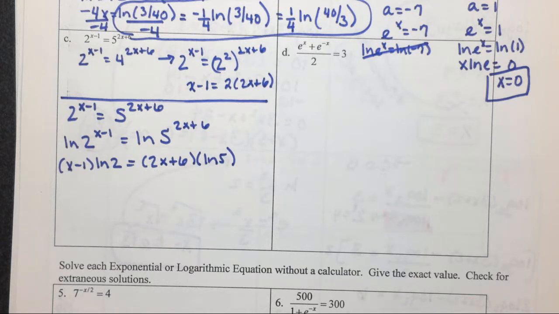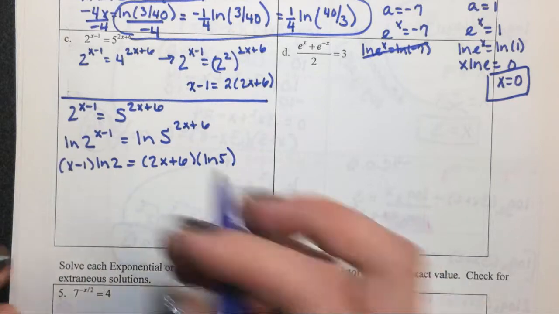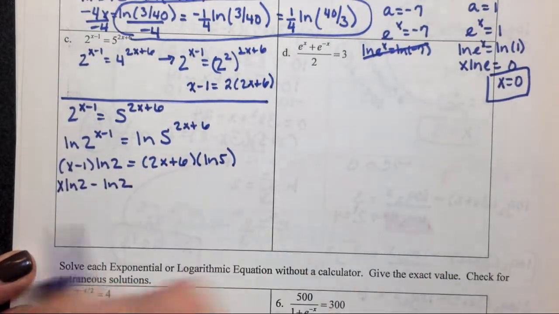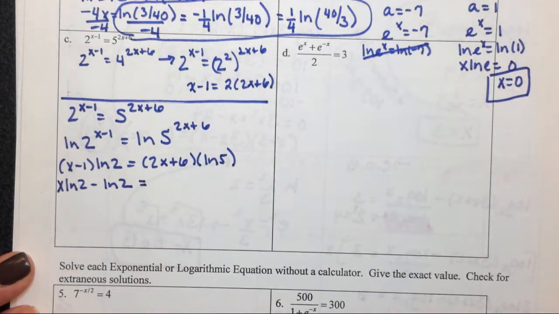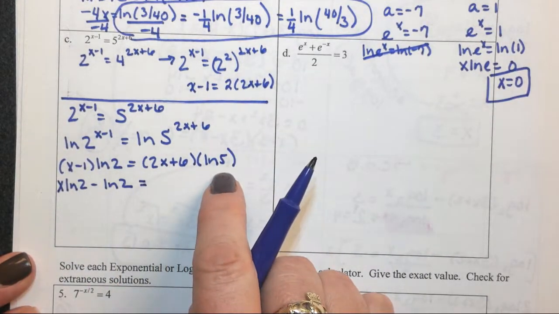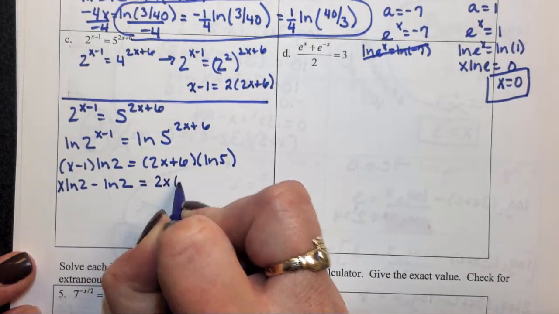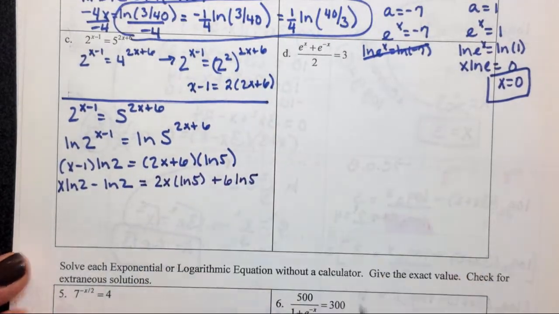So somehow, some way, you're now going to have to get rid of the parentheses, so you're going to have to distribute the natural log on both sides into the parentheses. So x times the natural log of 2 minus the natural log of 2 equals, distribute the natural log of 5. So we have 2x times the natural log of 5 plus 6 times the natural log of 5.